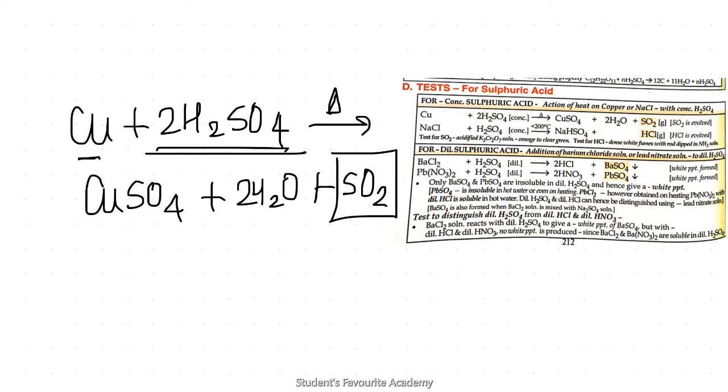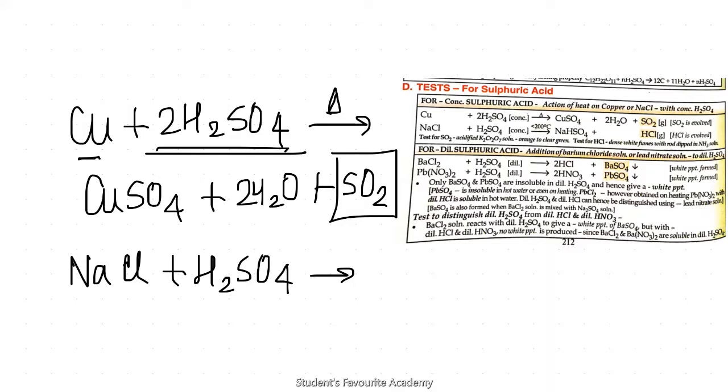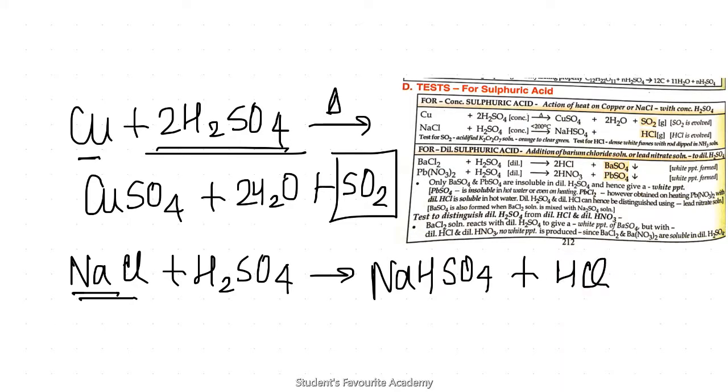Okay, similarly, children, whenever we react a salt, suppose NaCl, with H2SO4 and provide a high temperature of greater than 200 degrees Celsius, it forms another salt, NaHSO4, and HCl gas is released. We already studied this, children: H2SO4 has the capacity to replace the parent acid, and hence it is used in the preparation of HCl and HNO3.